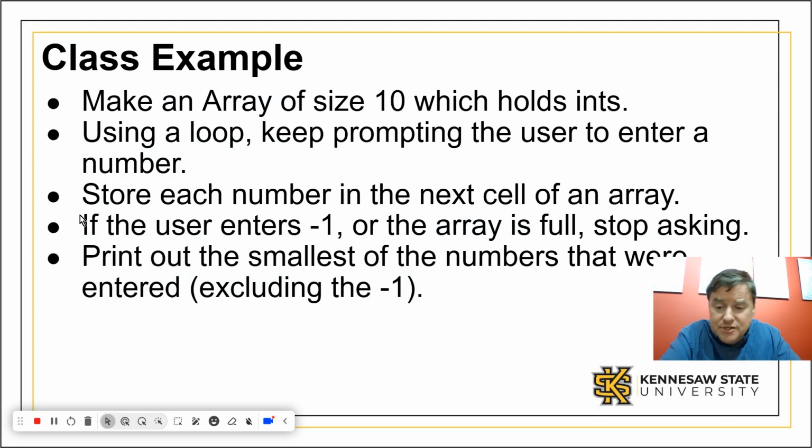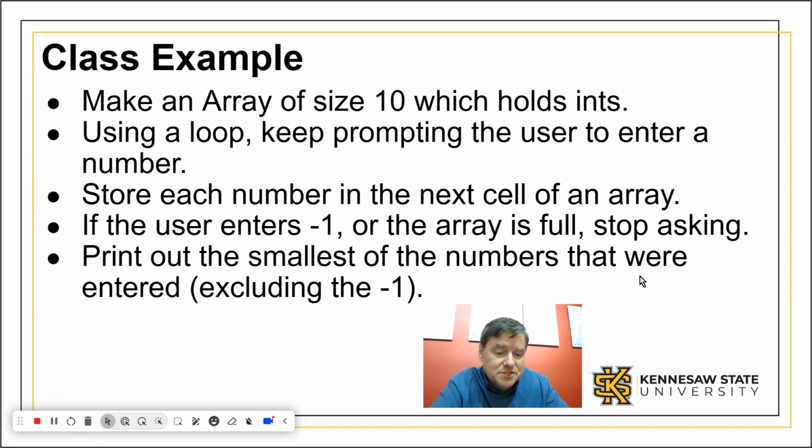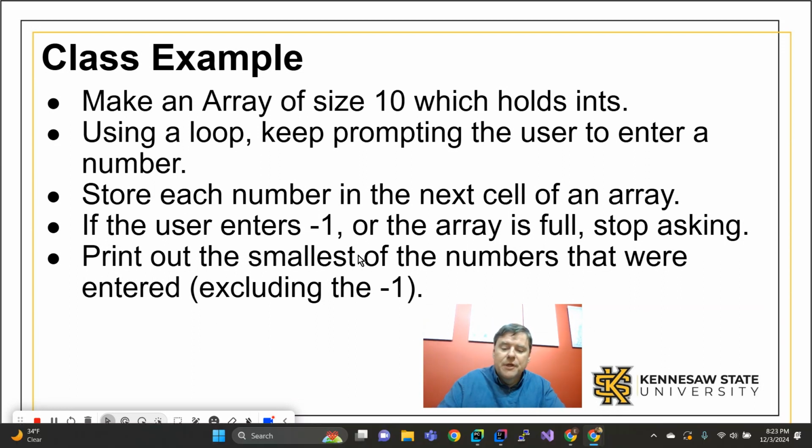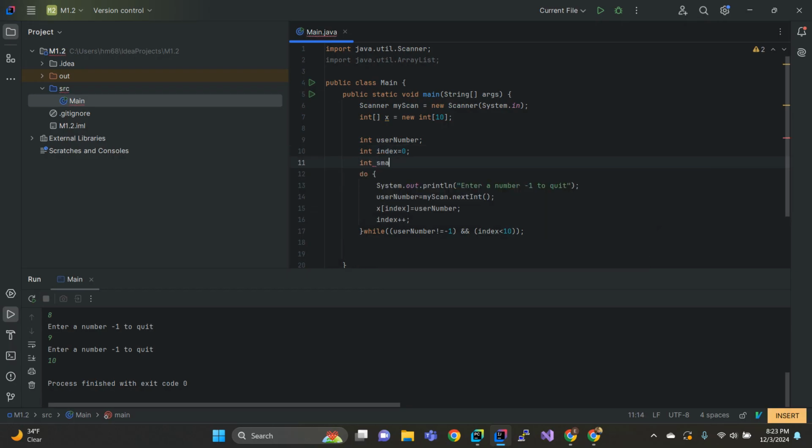All right, so the next thing I'm supposed to do after all of this prompting is tell the user what the smallest number that they entered was, excluding the -1. A couple of things in here. All I really need to do is keep track of a smallest number. So before I start, I'm going to say smallest is equal to, let's say, 1,000.